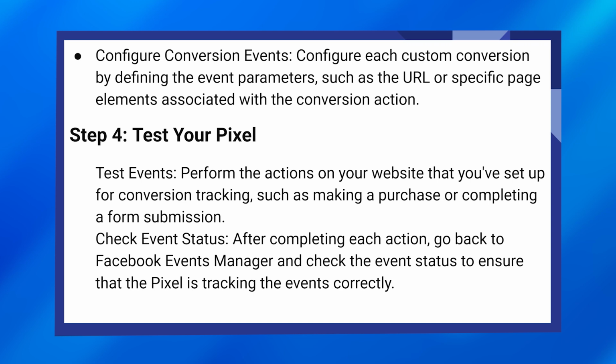with the conversion action. Perform the actions on your website that you've set up for conversion tracking, such as making a purchase or completing a form submission. After completing each action, go back to Facebook Events Manager and check the event status to ensure that the pixel is tracking the events correctly.